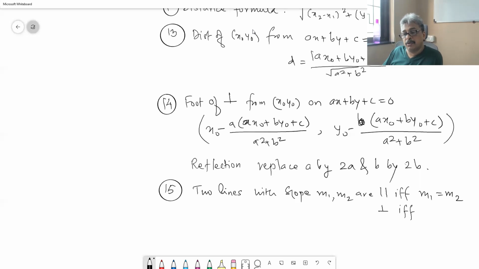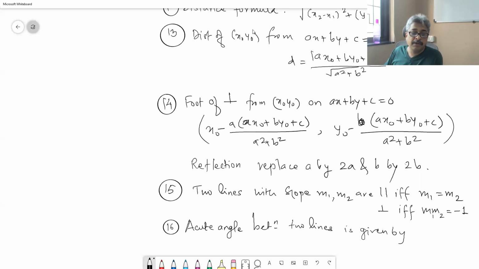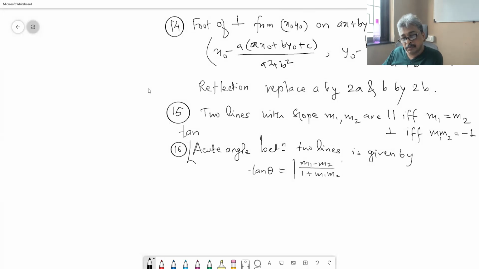Perpendicular if and only if m1 m2 is equal to minus 1. Acute angle between two lines is given by, or maybe tan of acute angle, tan theta is equal to absolute value of m1 minus m2 upon 1 plus m1 m2. Also, we know this. I think we have done it in 10th standard.